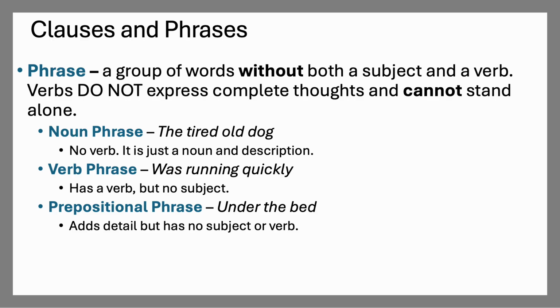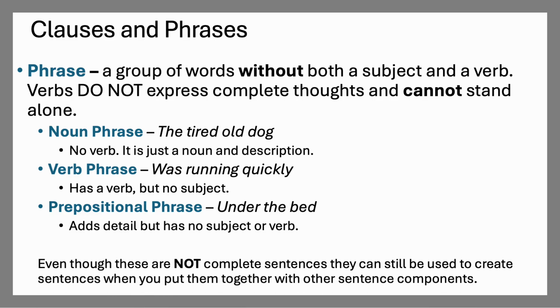So as you start to develop more complex sentences, you're going to notice these different types of phrases. Understanding how they are established and then how they work together is going to be really key to doing really well on this portion of the STAAR test. So even though these are not complete sentences, they can still be used to create sentences when you put them together with other sentence components. As you get really good at writing, you're going to use these expertly, and not only are you able to construct sentences, but you can also take a look and make sure that you're editing appropriately, whether it's your writing or the writing of your peer.